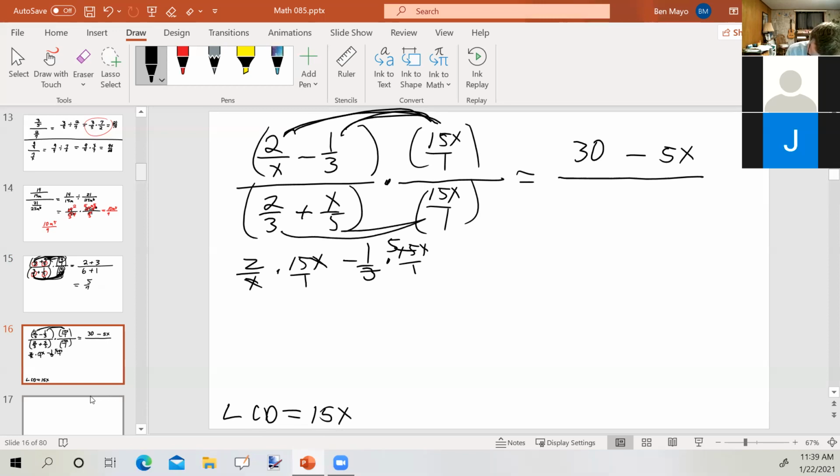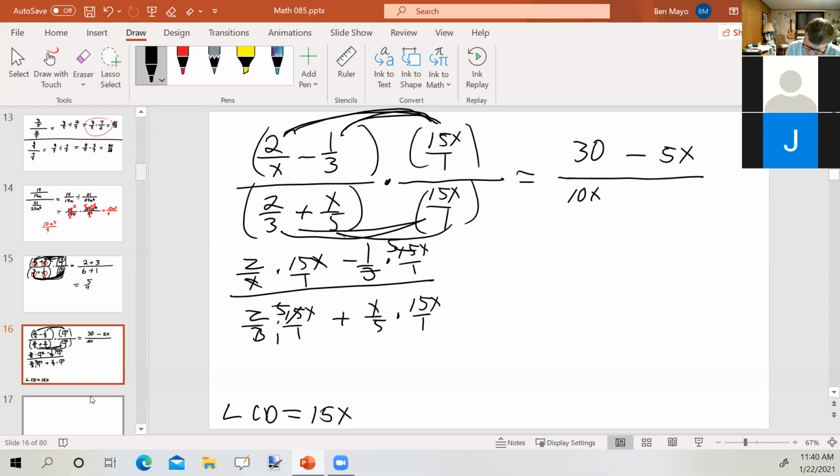Down on the bottom, 2/3 times 15x over 1. 15 over 3 is 5 over 1, so we get 10x. And then plus x over 5 times 15x over 1. The 15 and the 5 become 3 over 1, and we get plus 3x squared.